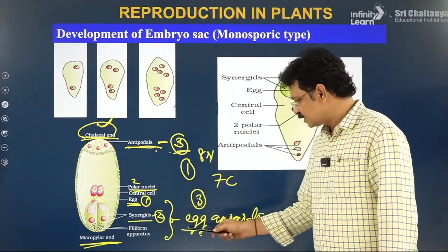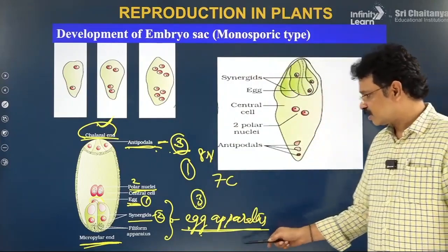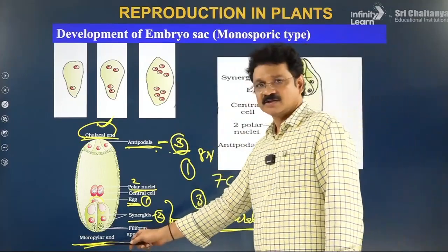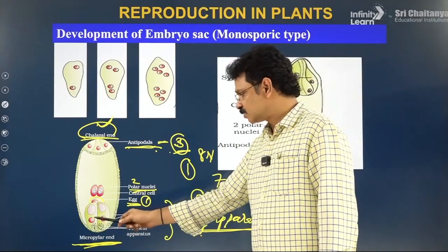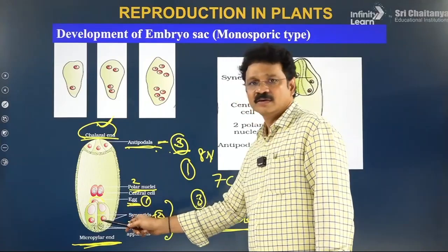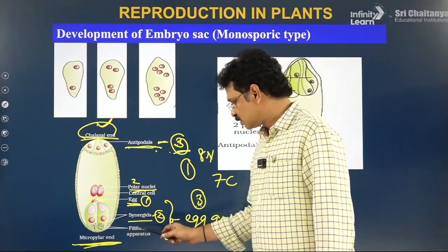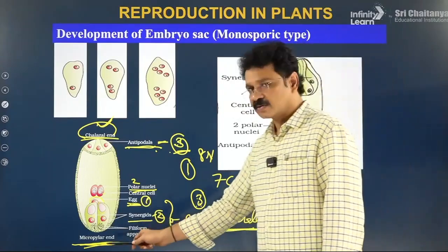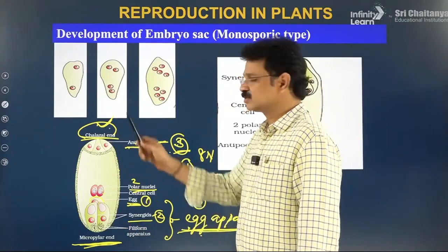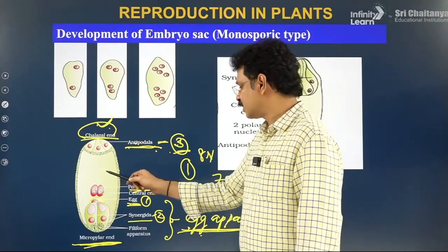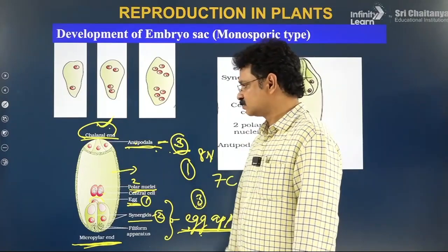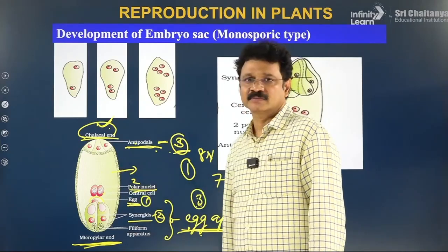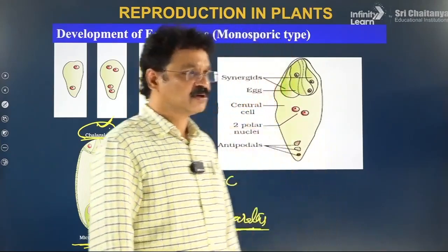Name the 3 cells in an egg apparatus found at the micropylar end. In the micropylar end also 3 cells are there. Among these 3, one is the egg, the remaining 2 are synergids. Now the 3 cells together are called the egg apparatus. The place of the egg apparatus is the micropylar end. The place of antipodals is the chalazal end. The remaining entire area is the central cell. Answer for the question: smallest cells of an embryo sac are antipodals.